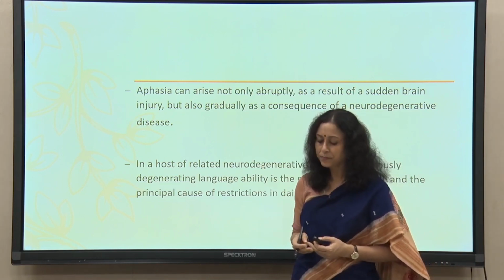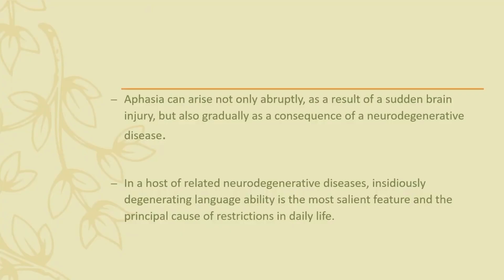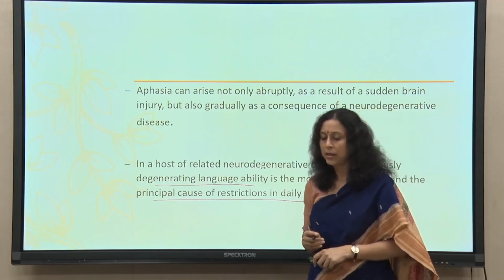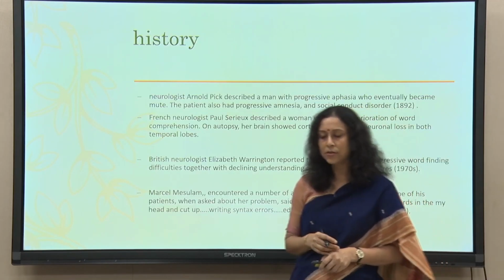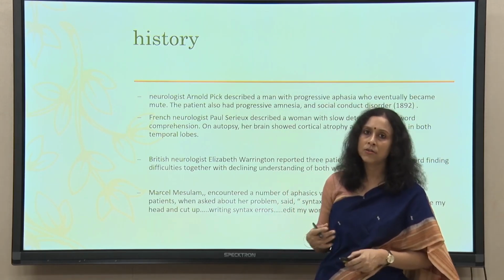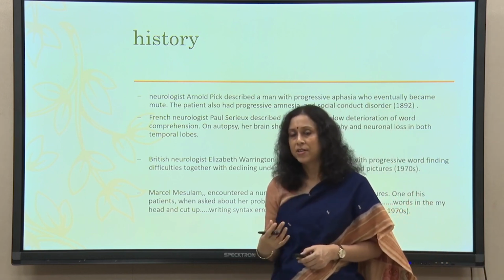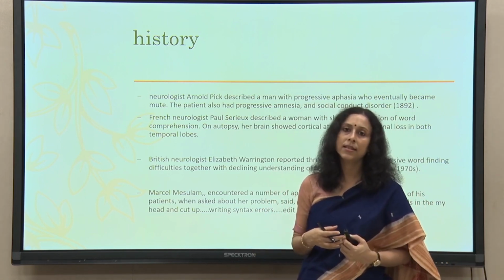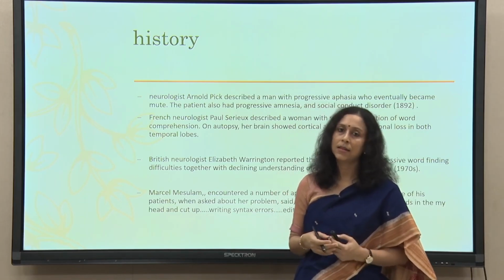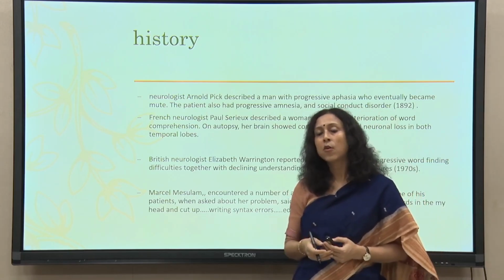So, in a host of related neurodegenerative diseases, the degenerating language ability is the most salient feature and the principal cause of restrictions in daily life, which is what we often see in patients of advanced age. The study of primary progressive aphasia goes back in time, when neurologists discovered that some patients had linguistic disabilities, language disorders, which co-occurred with various other gradually advancing cognitive disorders.